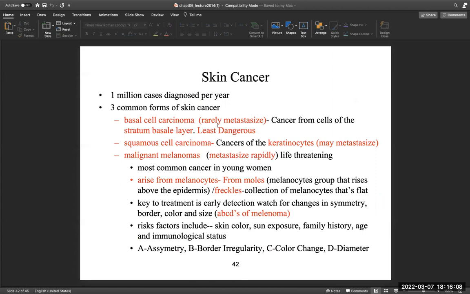So let's take a look at squamous cell carcinoma. Squamous cell carcinoma has intermediate lethality. They can move to other regions of your body. In other words, they can metastasize, but they more often don't. Compared to basal cell carcinoma, which rarely metastasizes, squamous cell is a little bit more risky, but not as dangerous as malignant melanomas, which are the most dangerous ones.